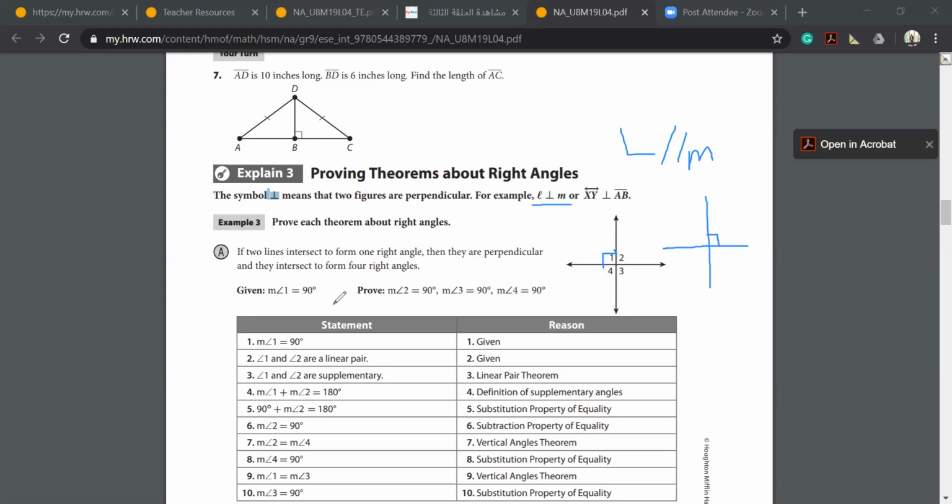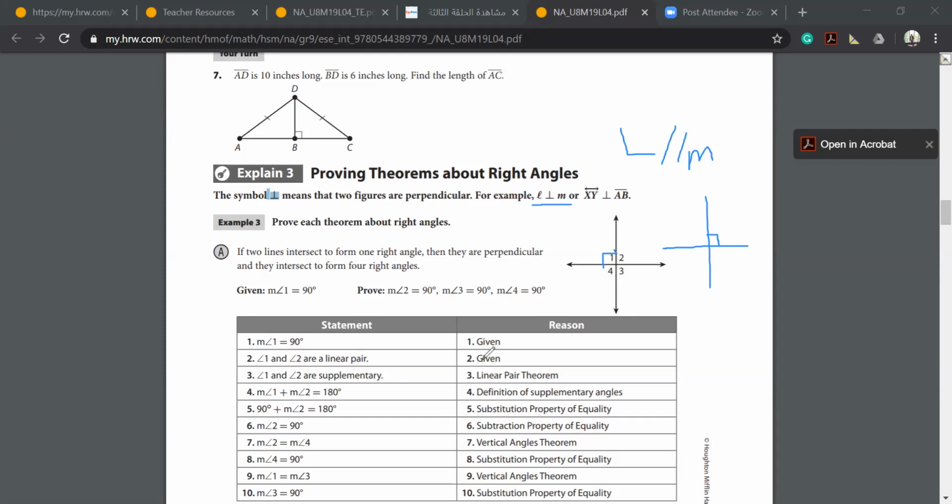Given that measure angle 1 is 90, we need to prove that measure angle 2 is 90, 3 is 90, and 4 is 90. Actually, there are a lot of ways to prove this theorem. I'm going to explain the book way, but there are a lot of things you can use. So first of all, as we said before, statements and reasons, we have to write our givens first. Measure angle 1 is 90, this is a given. And then angle 1 and angle 2, girls, are actually what? They form a linear pair, right? Angle 1 and angle 2 are a linear pair.